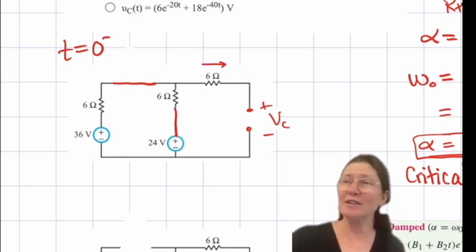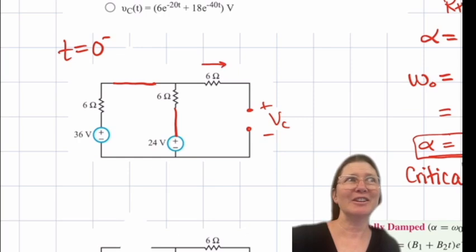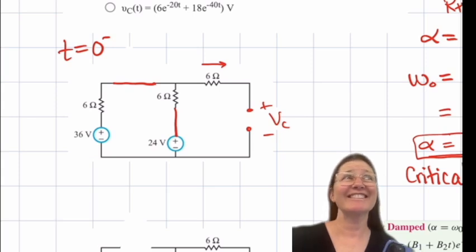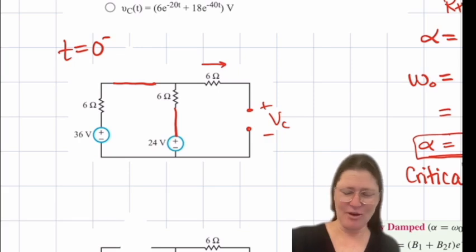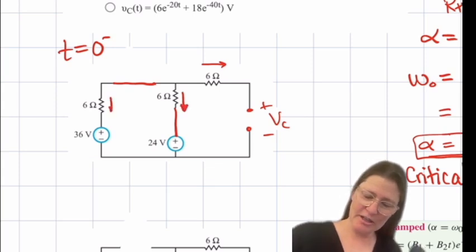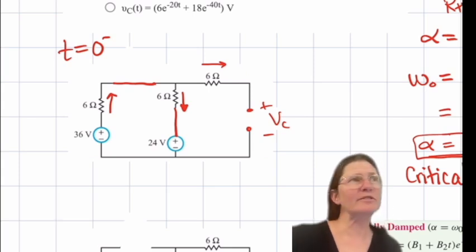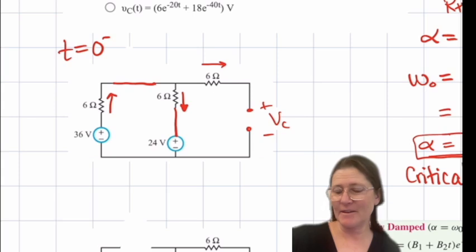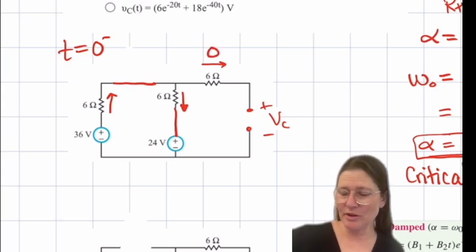What's here? Somebody say it louder. 60 volts. How'd you get 60? Oh, you added the 2. So there's current here and here, so it won't be 60. I'll do them this way. Across the 6 ohms, what's the current? 0, correct. So I can ignore this.